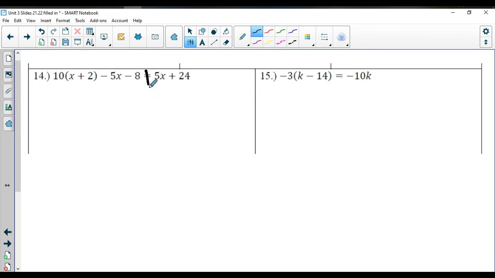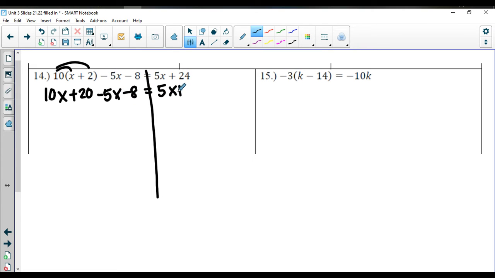Question number 14, drop a line down our equal sign. Distribute your 10 first. So we get 10x plus 20 minus 5x minus 8 equals, over here we just have 5x plus 24. Remember, we're using don't call me after midnight here, so combining my like terms, 10x minus 5x will give me 5x. A positive 20 and a negative 8 will give me a plus 12 is equal to a 5x plus a 24.